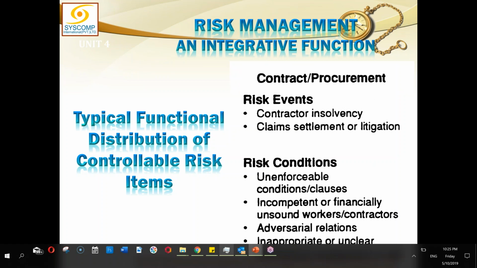As far as procurement and contracts is concerned, contractor insolvency, somebody was giving me this point. The contractor runs away or leaves the job. Claims, settlement, or litigation. Risk conditions could be unenforceable conditions or clauses, that is due to poor contracting clauses. Incompetent or financially unsound workers or contractors. Adversarial relationships, inappropriate or unclear conditions.